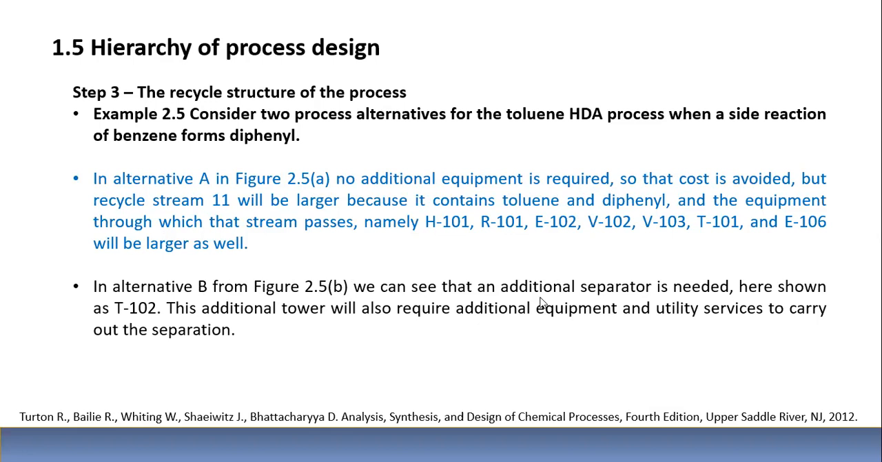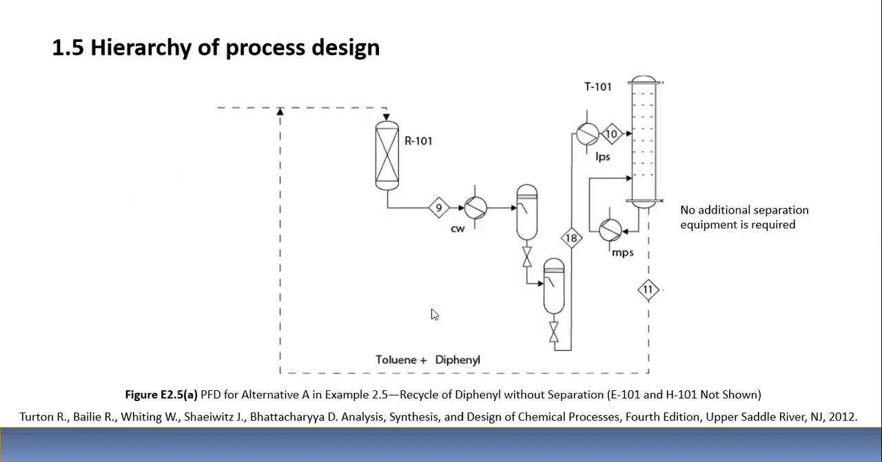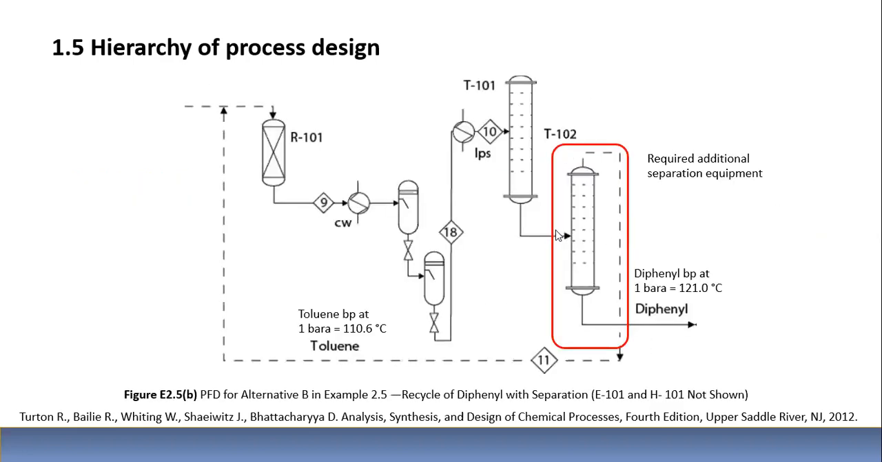In alternative B, we can see that additional separator is needed, here shown as T102. This additional tower will also require additional equipment and utility services to carry out the separation. Entonces vemos en la alternativa B, es la segunda torre de destilación que separaría el difenil, perdón, aquí en la parte inferior.